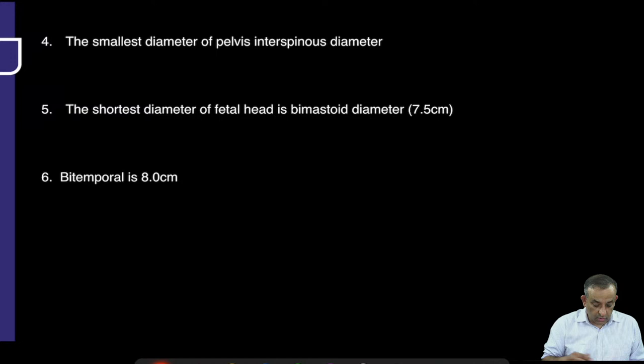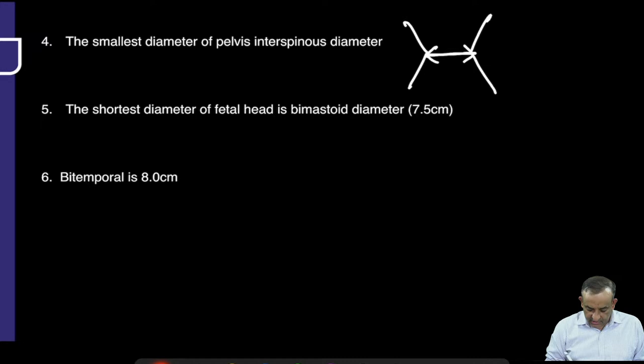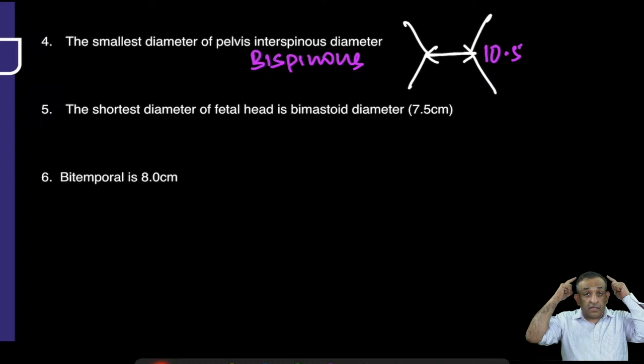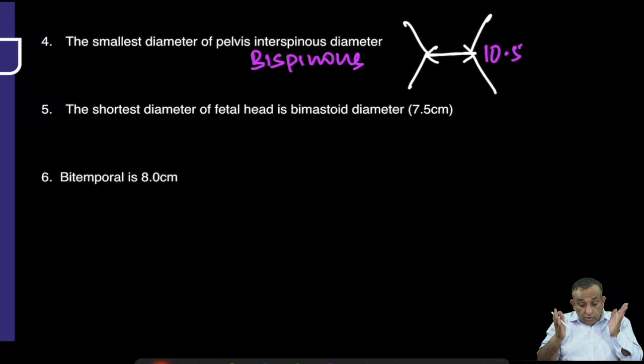Now, when we're talking about the pelvis, the smallest diameter of the pelvis is the interspinous diameter, in the mid pelvis. This diameter is 10 to 10.5 cm. We call it the interspinous diameter, and also the bispinous diameter. We know the broadest diameter of the baby is the biparietal diameter. So when the biparietal diameter, which is the broadest, goes through the narrowest part of the mid pelvis, that is the interspinous diameter, then the delivery is certain to happen.